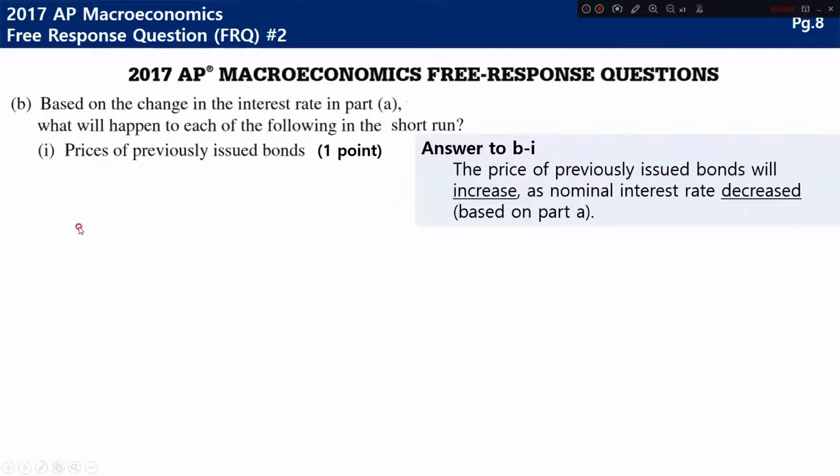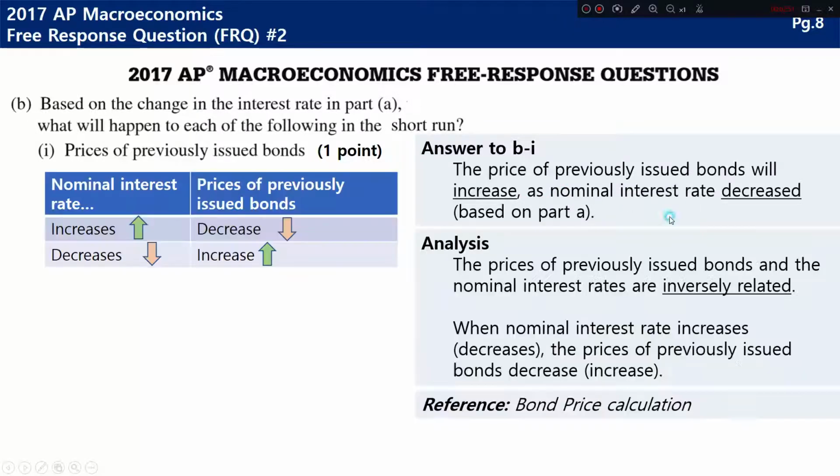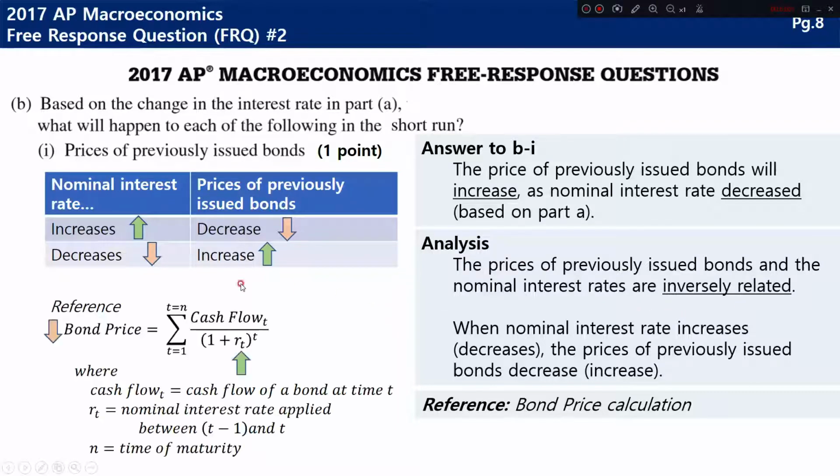Moving on, let's go to part B. Part B, question 1. The prices of previously issued bonds will increase as nominal interest rate decreased. This is the summary of the relationship between nominal interest rate and price of bonds. Note that these 2 variables are inversely related. For your reference, this is the formula to compute the price of bonds.